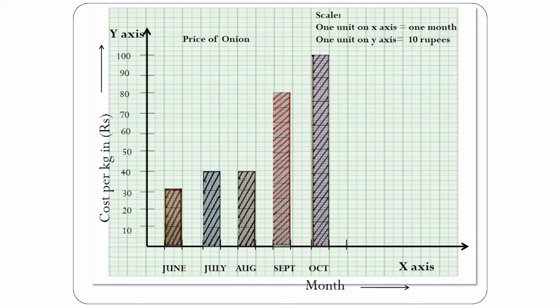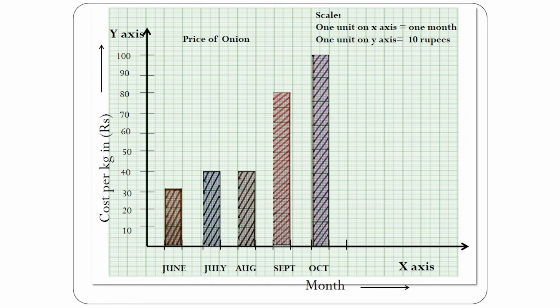Step 3. Mark the months along the horizontal axis, that is June, July, August, September and October, and the cost per kilo along the vertical axis, that is 10, 20, 30, 40, and so on till 100. Step 4. Draw the bars of the same width keeping a uniform gap between them according to the data given in the table. Let's go for the next question.